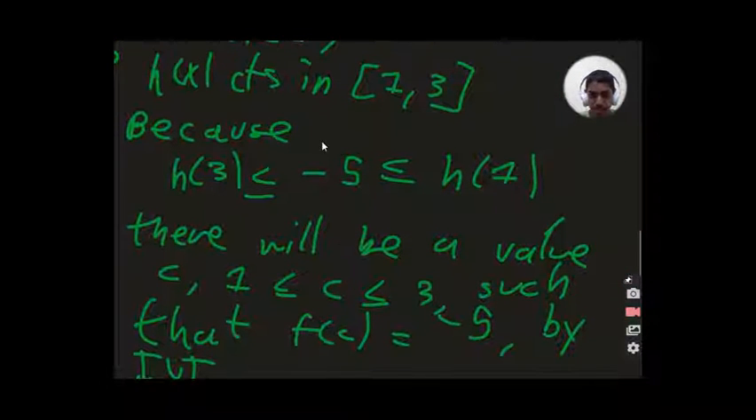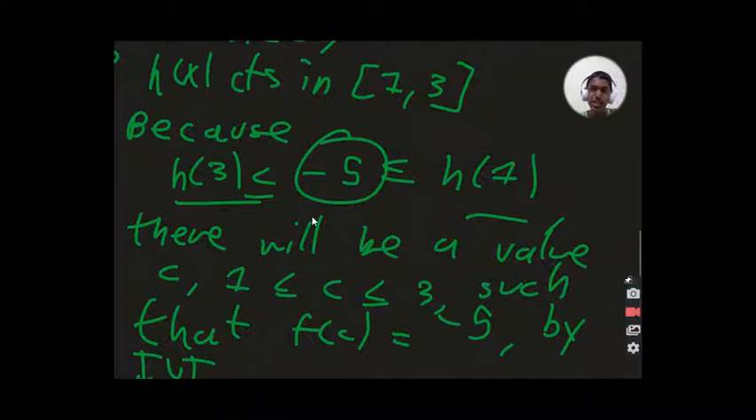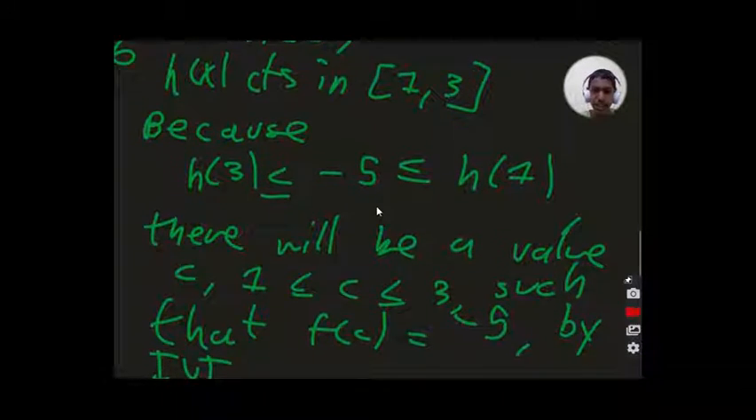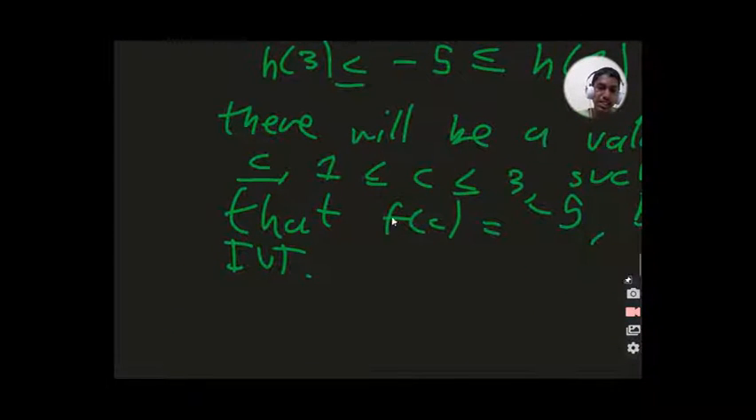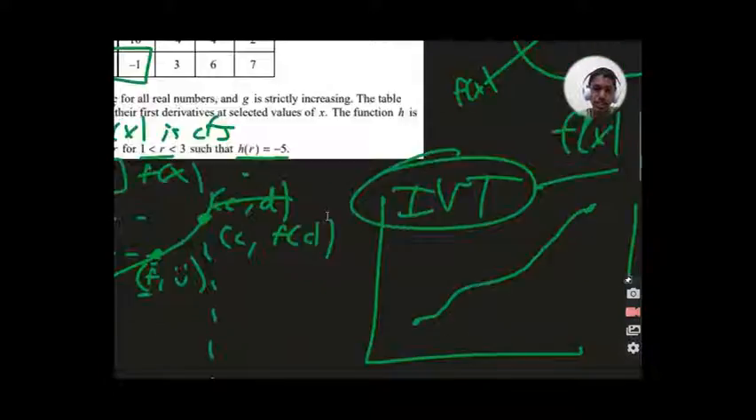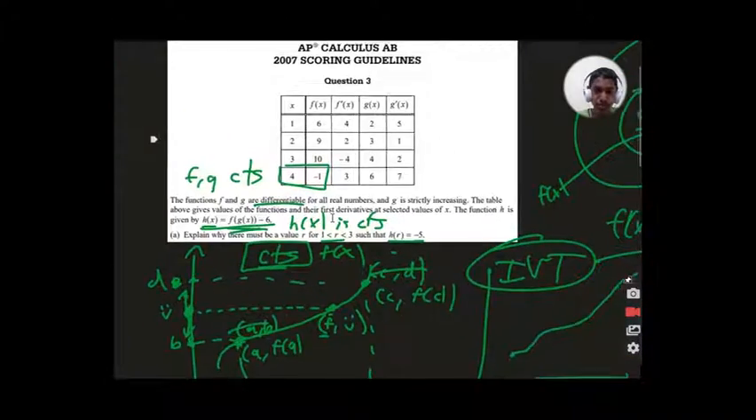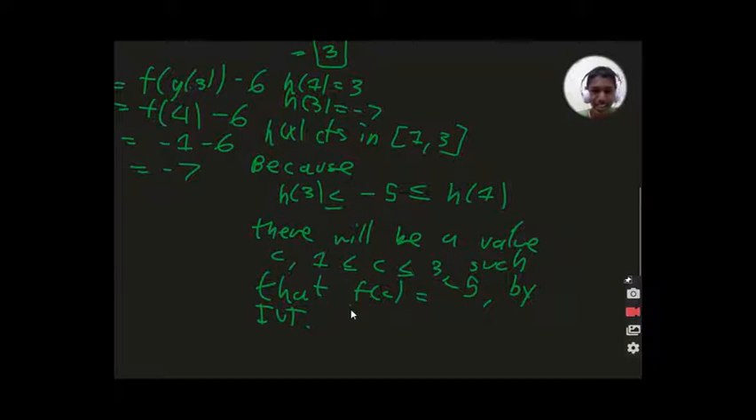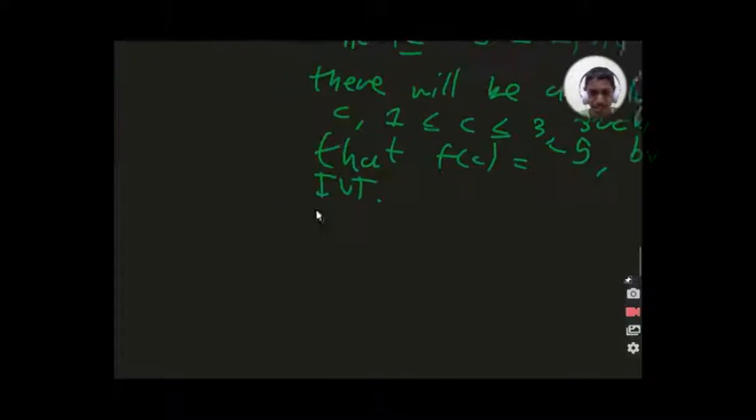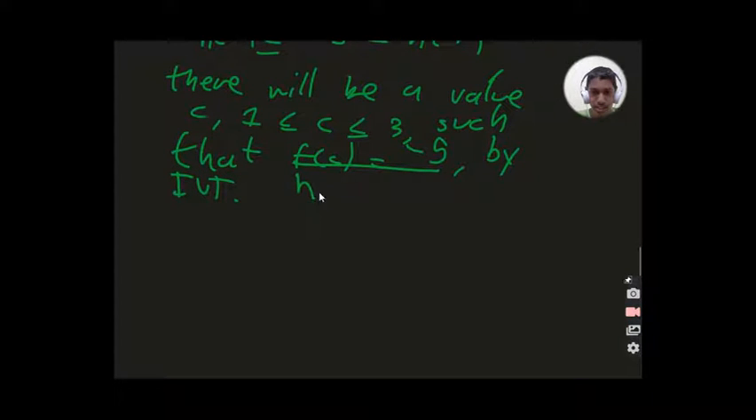So basically our minus 5 was in between the h values that we were provided, and so since we know that our function h is continuous, we can use IVT to say that there will be a C such that f of C is minus 5. Or in this case, h of r. Sorry, I put f here. This should be h of r, or h of C equals minus 5.